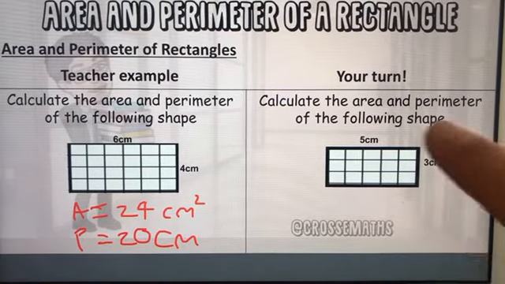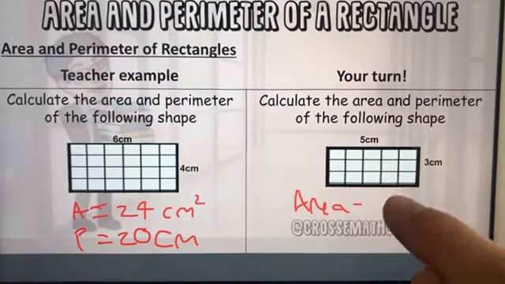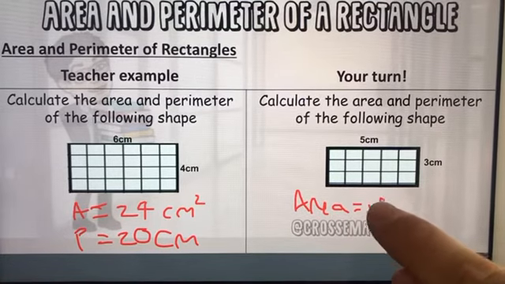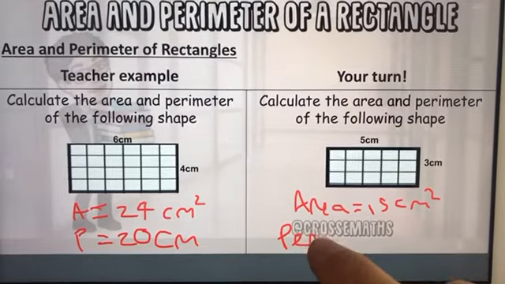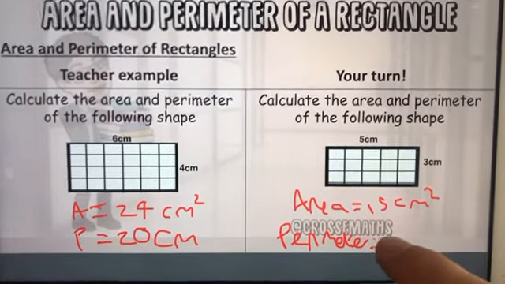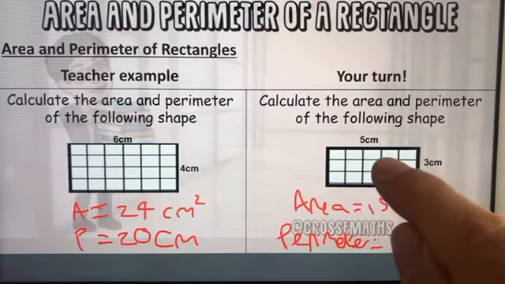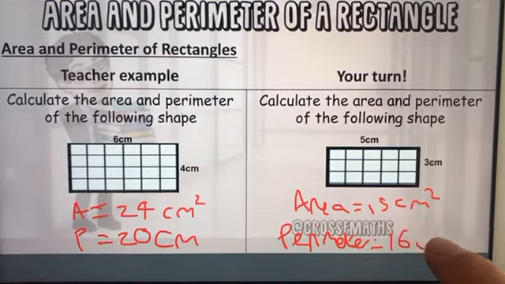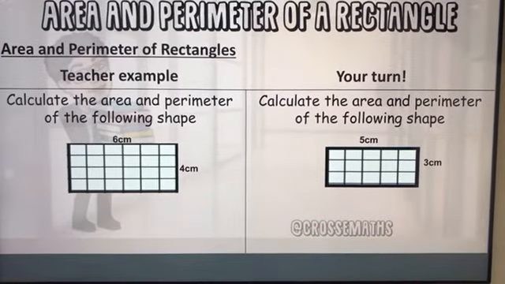Right, guys, so the ones on the right hand side now. Area is 1, 2, 3, 4, 5, 10, 15, so it's 15 centimetres squared. And perimeter is 1, 2, 3, 4, 5, 6, 7, 8, 13, and another one which makes 16, so 16 centimetres. So perimeter is a length on the outside. Area is just counting the boxes in the middle, so super straightforward.